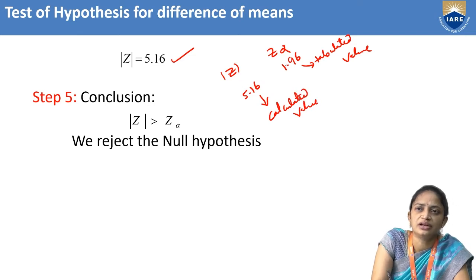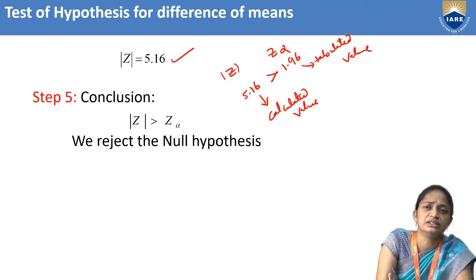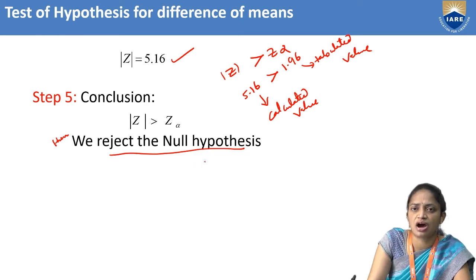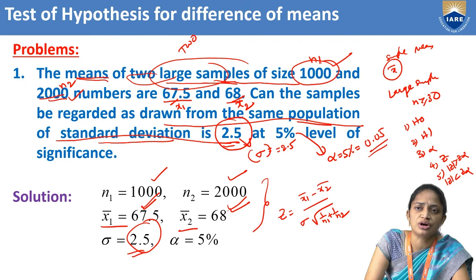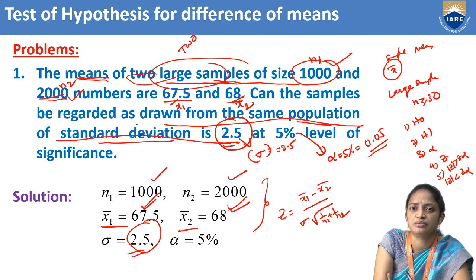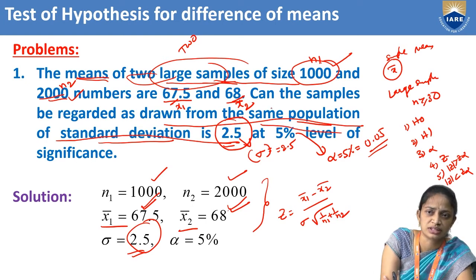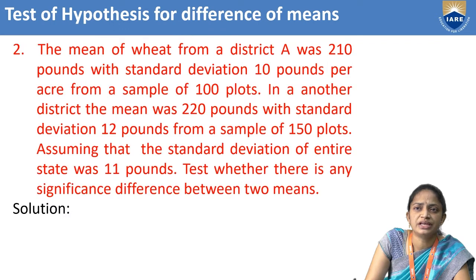So the calculated value is greater than the tabulated value, because 5.16 is greater than 1.96. That means mod z is greater than z alpha, so we reject the null hypothesis. That means the given statement, that the samples can be regarded as drawn from the same population, is wrong. The samples are not from the same population; they came from different populations. Okay, so next question.